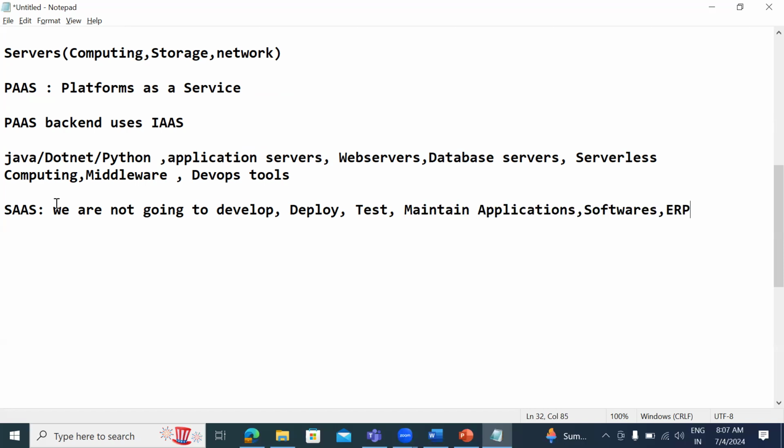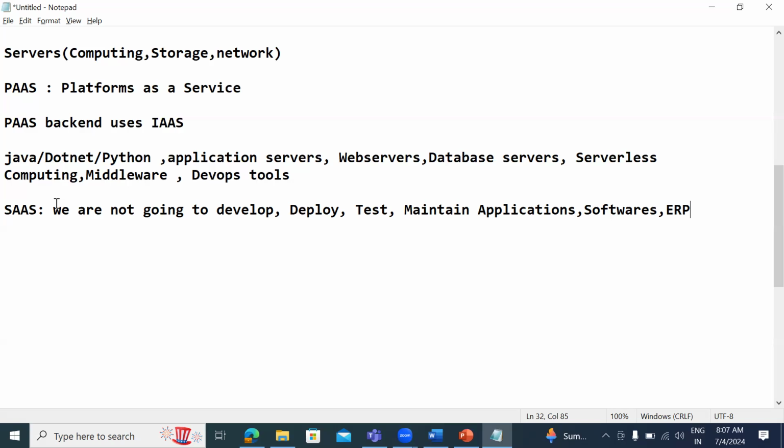Even if you go for Office 365 or Microsoft 365, or Citrix kind of application delivery, most of them come under SaaS itself. So VDA kind of things also come under software as a service. We are going to deploy those applications, the ERPs, and the custom software.